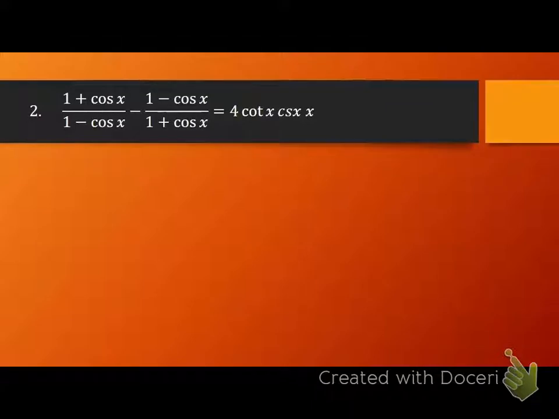All right, next one. I'm definitely going to want to work on the left side. That looks incredibly crazy. And in order to do that, I need to get common denominators so that I can combine those two fractions. Right now they don't have common denominators. One's a 1 minus cosine, one's a 1 plus. So that means I have to multiply the left fraction with what it's missing, which is 1 plus cosine. The right side guy is missing 1 minus cosine.